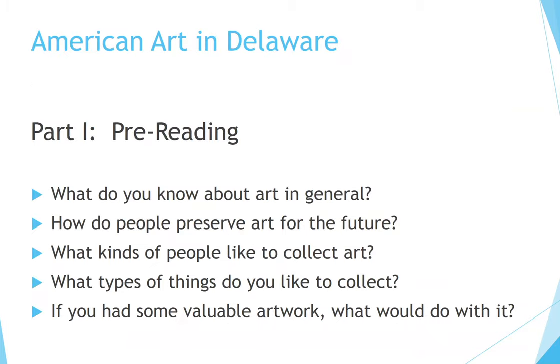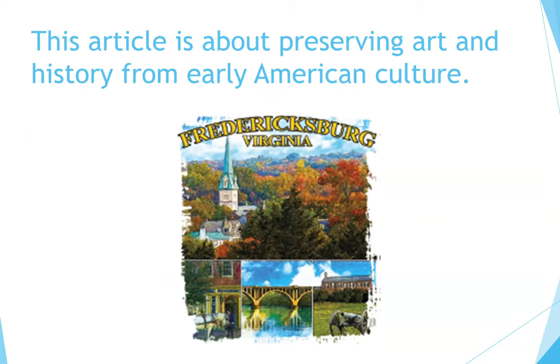American Art in Delaware. Part 1. Pre-reading. What do you know about art in general? How do people preserve art for the future? What kinds of people like to collect art? What types of things do you like to collect? If you had some valuable artwork, what would you do with it? This article is about preserving art and history from early American culture.